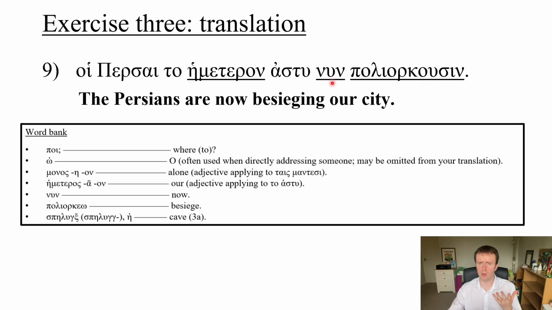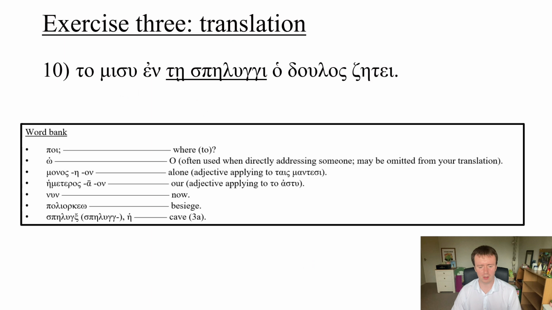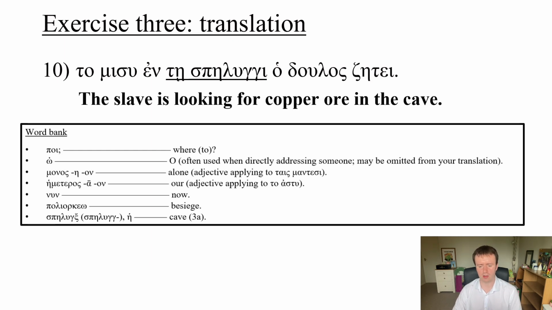And you could put now either before or after the verb. You could say the Persians are now besieging our city, or the Persians are besieging our city now. Either of those would be fine. Lastly, number 10 is to misiu endei spelungi chodulos zderte. You should have translated this one as the slave is looking for copper ore in the cave.